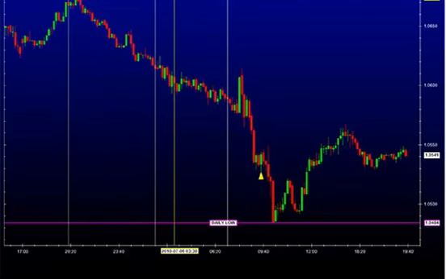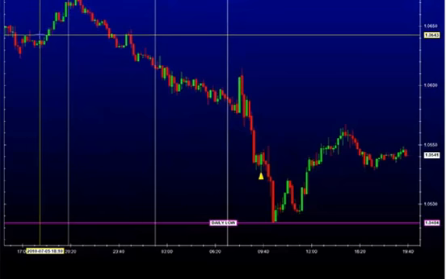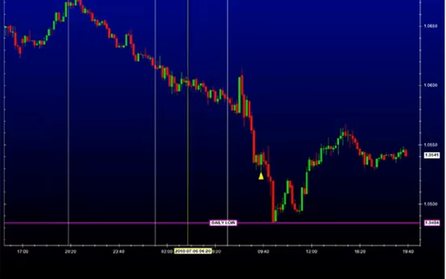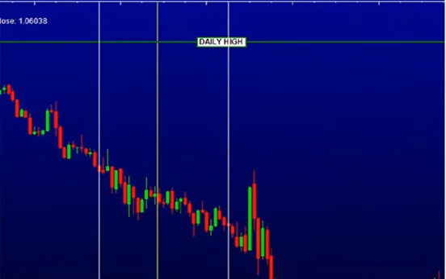Once again, the daily high-low simply measures the price movement within a 24-hour period, starting at 1700 hours, which happens to be 5 p.m. New York time, until the following day at 1700 hours, where it resets and starts calculating for the new day. Next, on the left-hand side, we have our retracement feature.